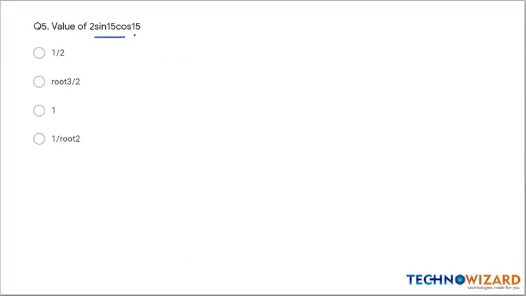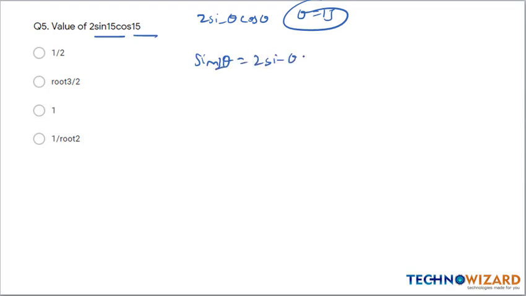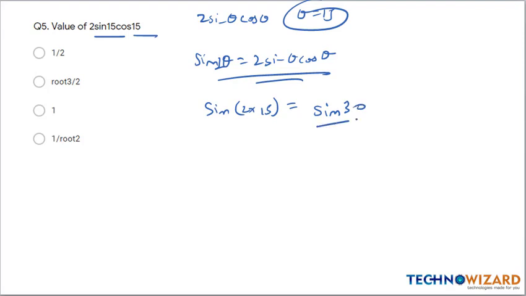Value of 2 sine 15 cos 15. This is similar to 2 sine theta cos theta. If I take theta is equal to 15, and we know that sine 2 theta is equal to 2 sine theta cos theta. Okay, this is a formula. Therefore, sine 2 into 15 is equal to sine 30. And sine 30 value is given as 1 upon 2. Therefore, option A is the correct answer.